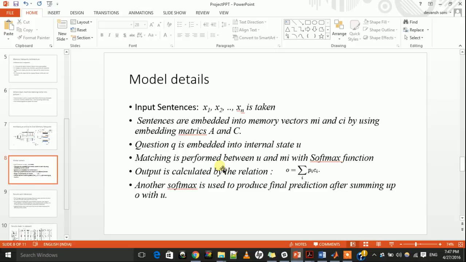Let's see some details of the model. We have been given x1 to xn sentences. Then these sentences are embedded into memory vectors mi and ci by using embedding matrices A and C. Question q is embedded into an internal state u. After that the matching is performed between u and mi with the softmax function.